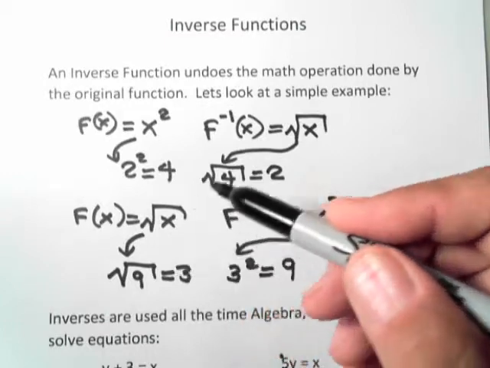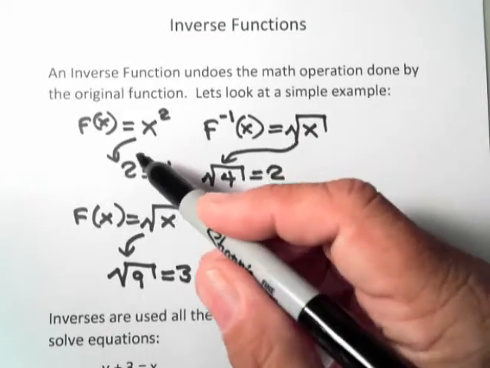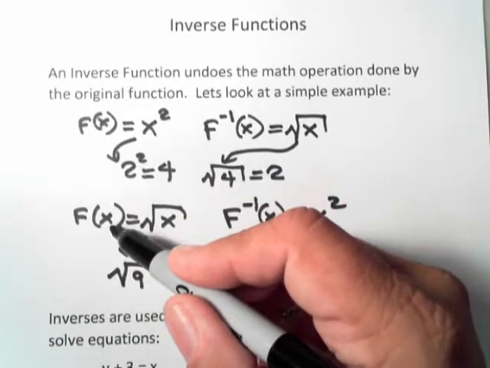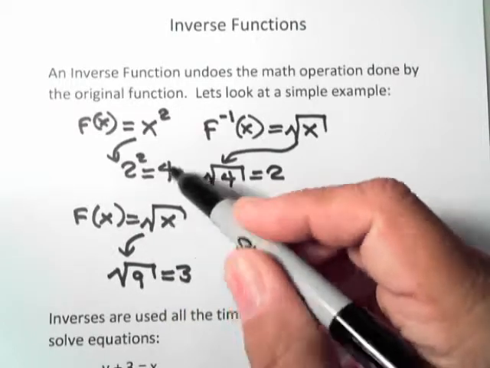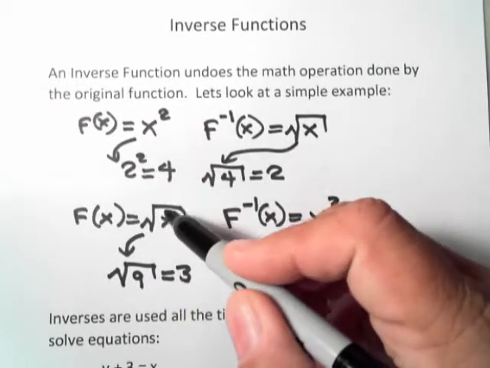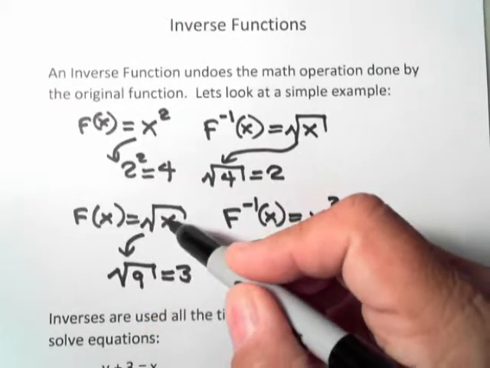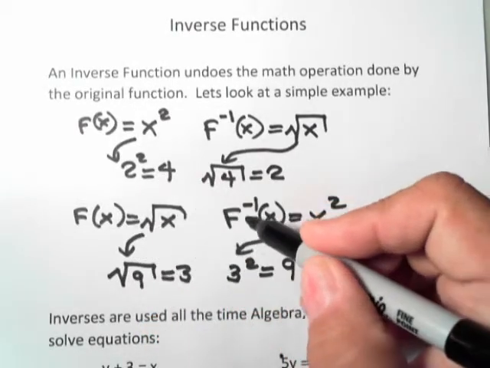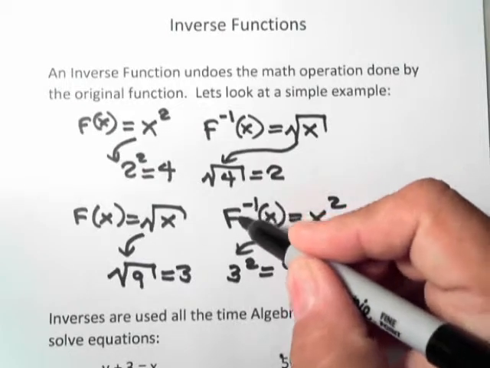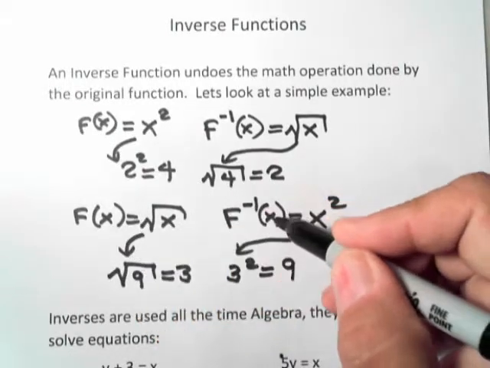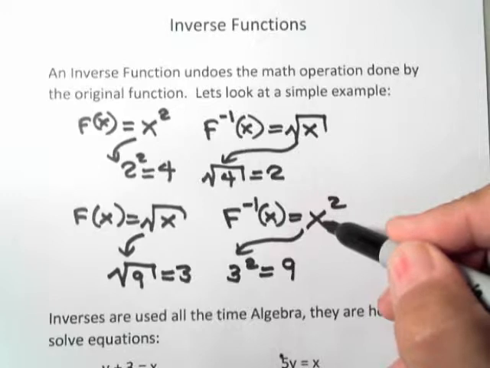Now, we could also do this. You can define the original function as the square root of x. I mean, if these guys are inverses of each other, you can start out with either one. So if we say f of x equals the square root of x, now we say f negative 1, the inverse of this guy, equals x squared.